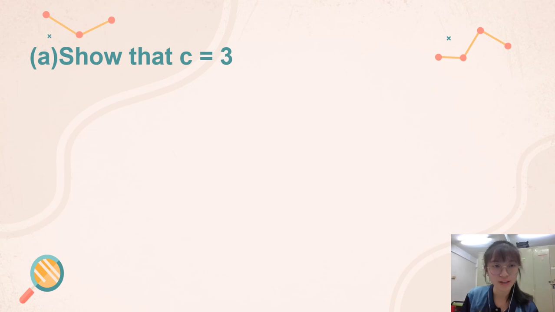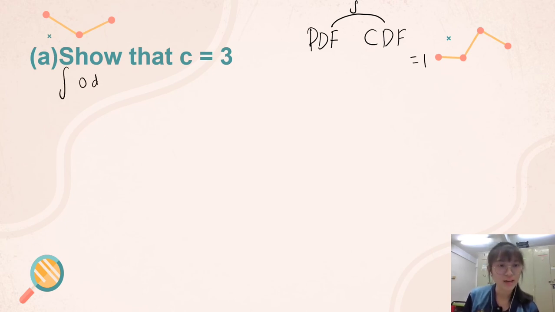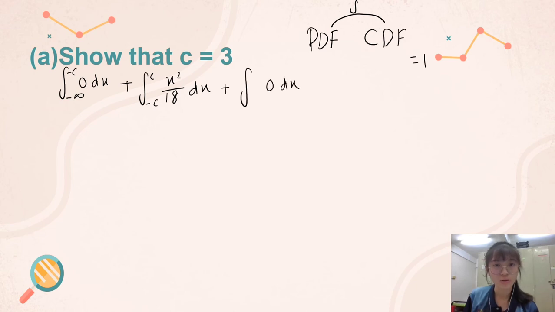Okay, for question A, show that c is equal to 3. For this question, we need to use the method of finding CDF from PDF. If we want to find CDF from PDF, we need to integrate the PDF that is given in the question. And we know that the total probability of a function is equal to 1, right? So the integration of 0 dx from negative infinity to negative c, plus the integration of x squared over 18 dx from negative c to c, plus the integration of 0 dx from c to positive infinity will be 1.